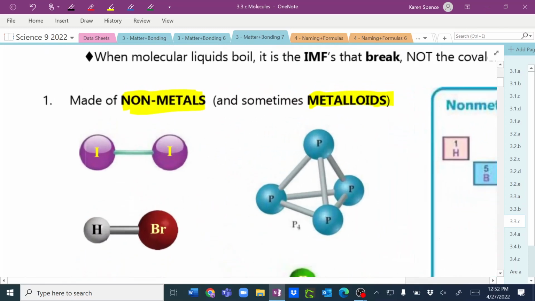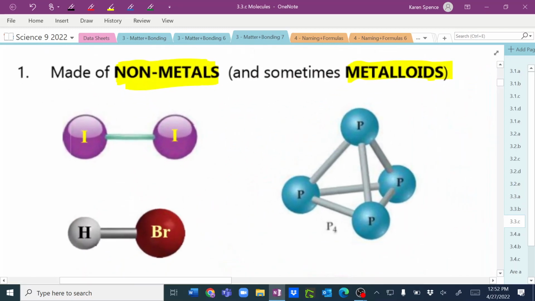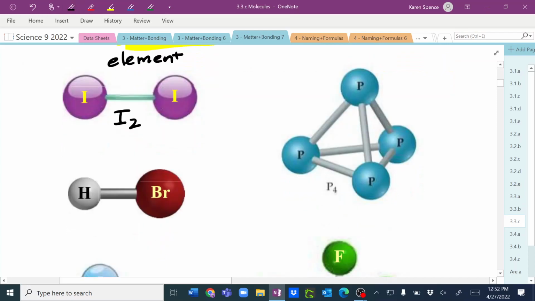They can be really, really simple. I2. Is that an element or is that a compound? That's an element. I2. Then we can have HBr. Is that an element or is it a compound? That is a compound because it's got two different elements. HBr.